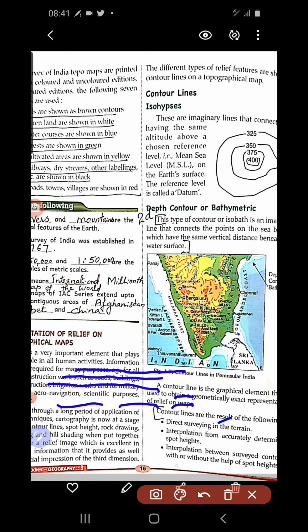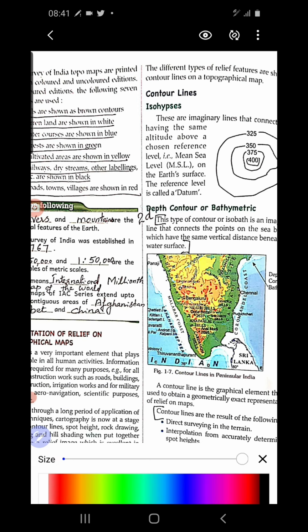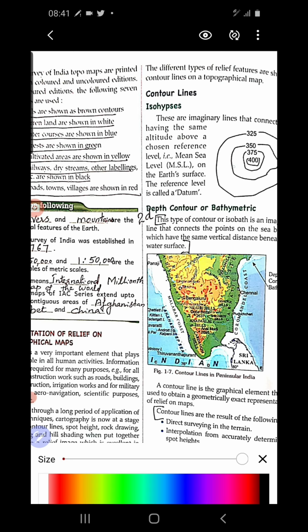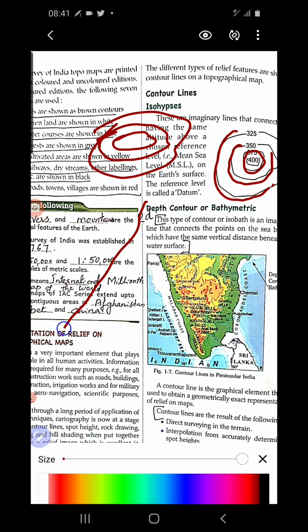Contour lines are very important in a survey map. Contour lines are the brown colored lines. You can also see the contour pattern here. These are the brown colored lines. If you observe here, brown color lines. These contour lines show different patterns. Sometimes they make a pattern like this, sometimes like this, different patterns.